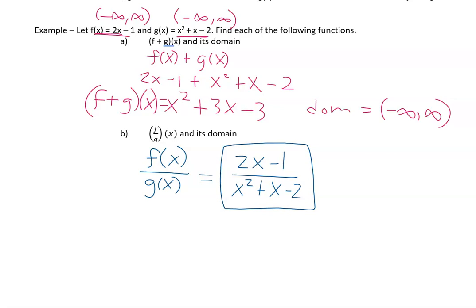Well, remember that the domain of the two original functions are both all real numbers. So that means the domain of our operational function, our quotient function, is also going to be all real numbers, except that what can g(x) not equal? It can't equal 0. So we have to take our function g(x) and set it equal to 0 so we know what values to exclude from the domain of our quotient function.